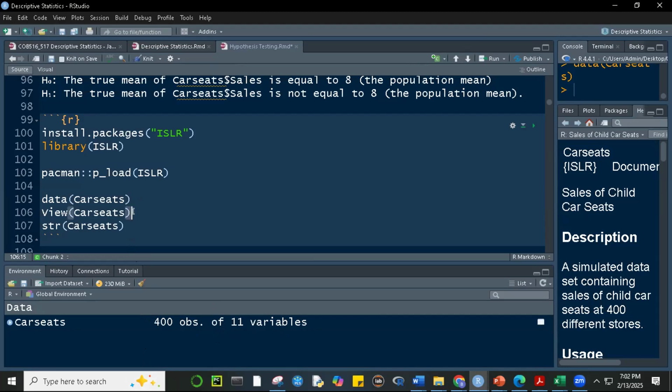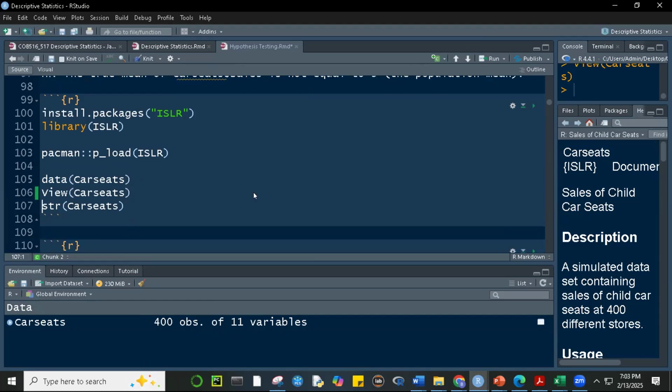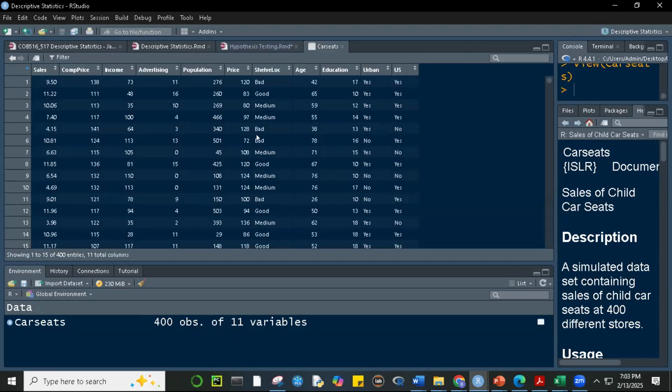So put your cursor beside it anywhere in front, in the middle, at the end. Okay, and then control enter. For Mac, I think it's command enter. Control enter. And it will create a print of your data. So there are 400 entries. It just shows the first 15 and then 11 columns.